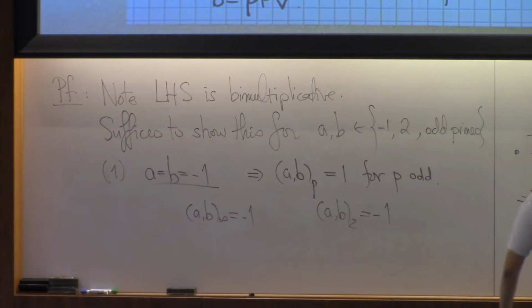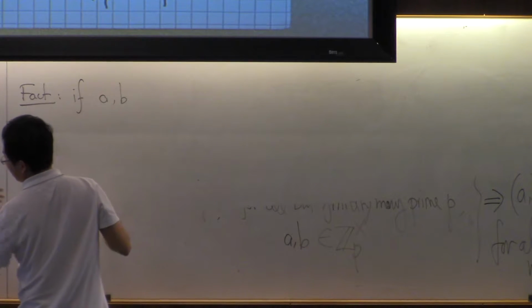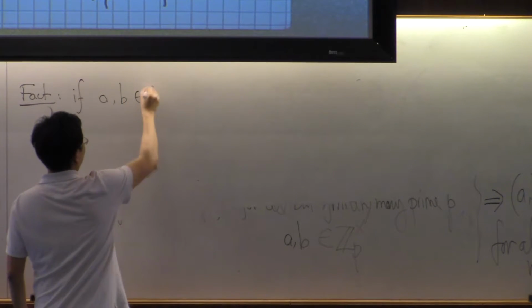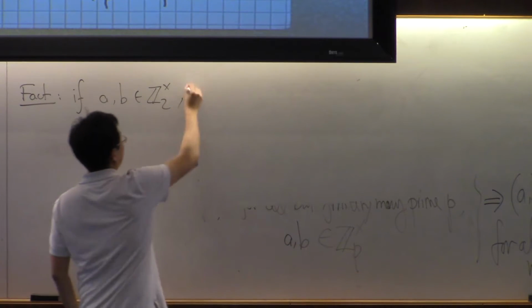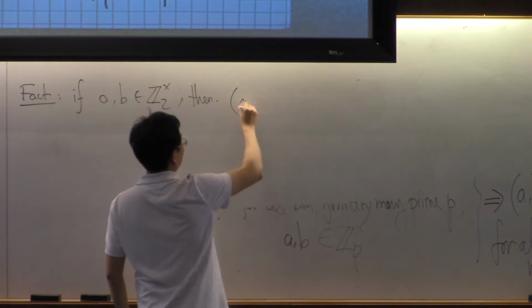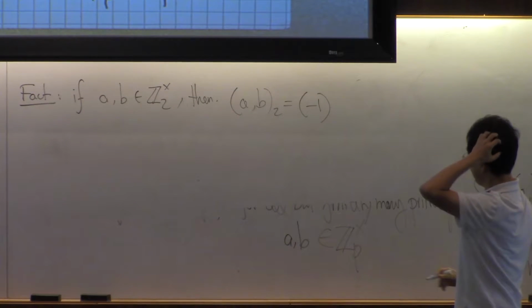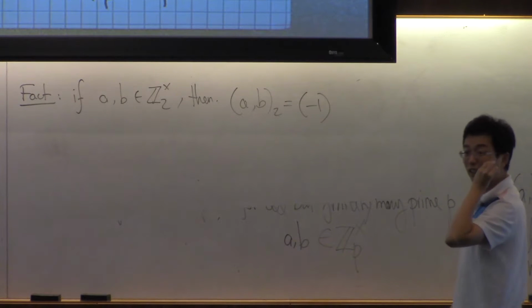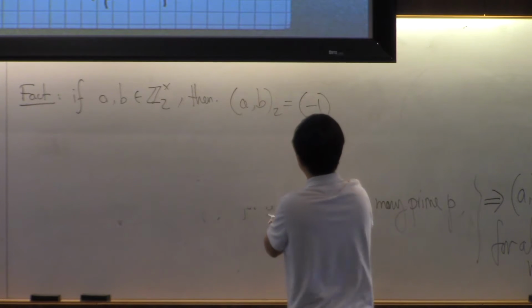Maybe I'll give a working formula for the Hilbert symbol at 2, so we can use it later. Take it as that. If A and B in Z2 cross, that is, neither A nor B is divisible by 2, then the Hilbert symbol is not simply 1. So it's slightly different from the case of the odd primes. It depends on what they look like modulo 4.